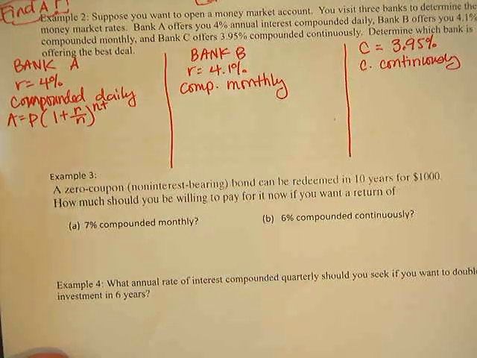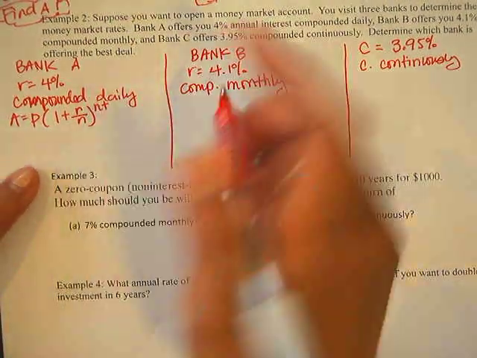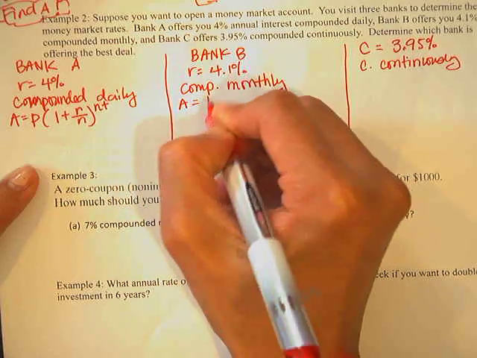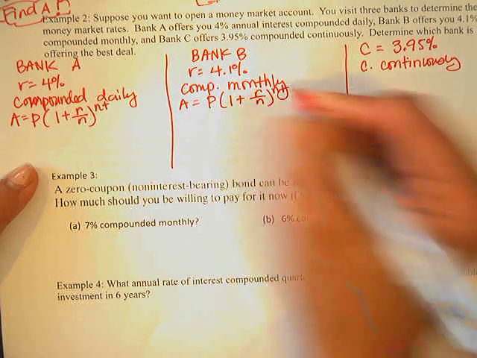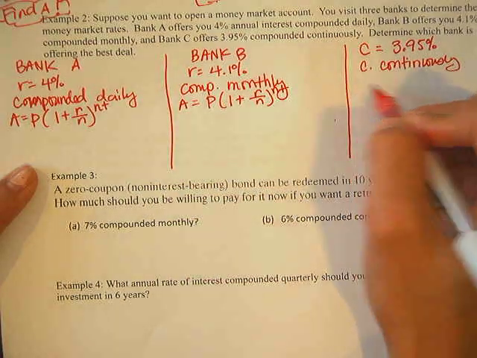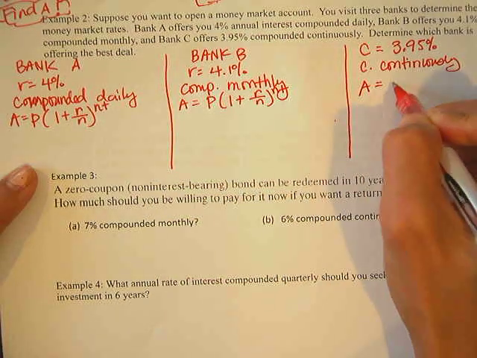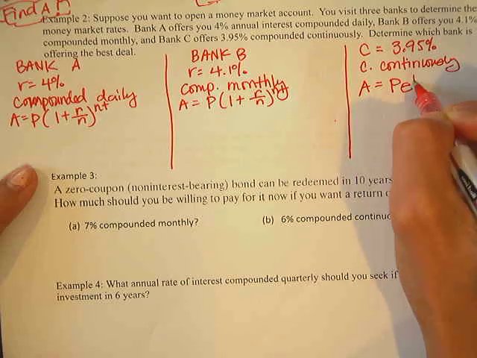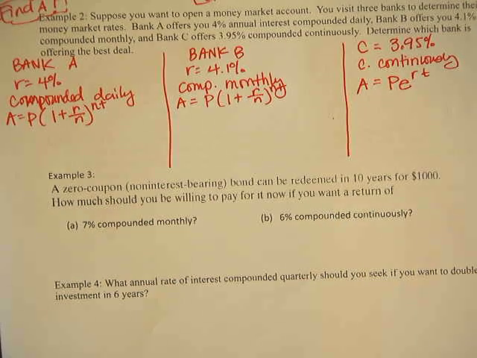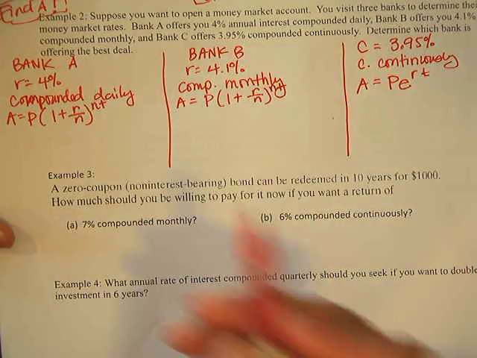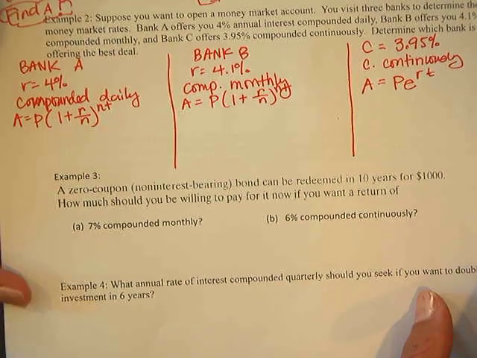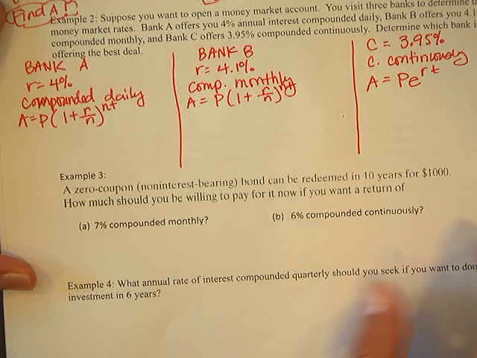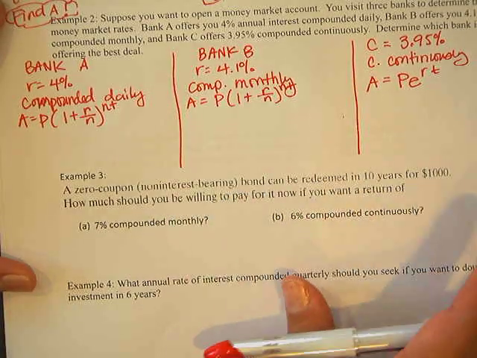Compounded monthly, we're going to use the same formula: A equals P times (1 plus r over n) to the power of nt. And for continuous compounding, it's P times e to the rt. All right, so here we go. Let's see how much money we are going to have at the end. There are multiple ways of doing this one.